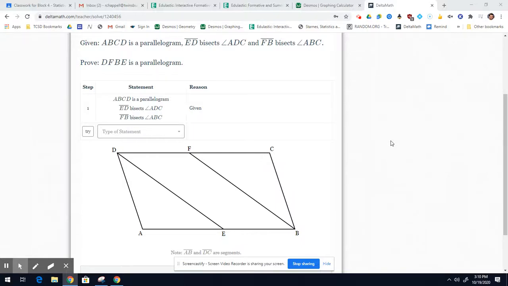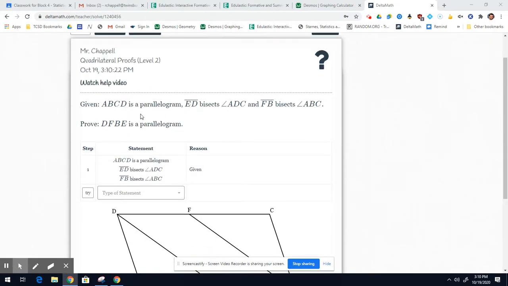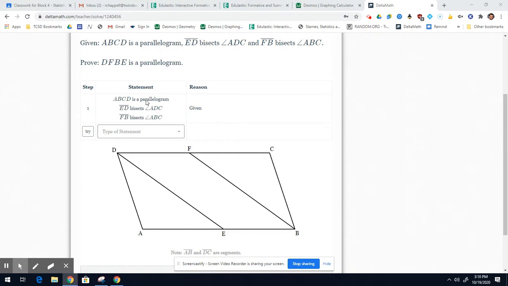All right, honors geometry. So you're witnessing raw footage of me trying to figure out these hard quadrilateral proofs, level 2. I'm going to do 3 of them, 3 separate videos. And again, you can watch my thought process as I do this, okay?